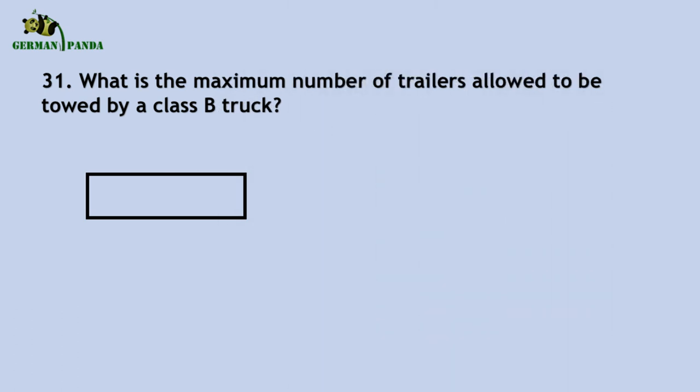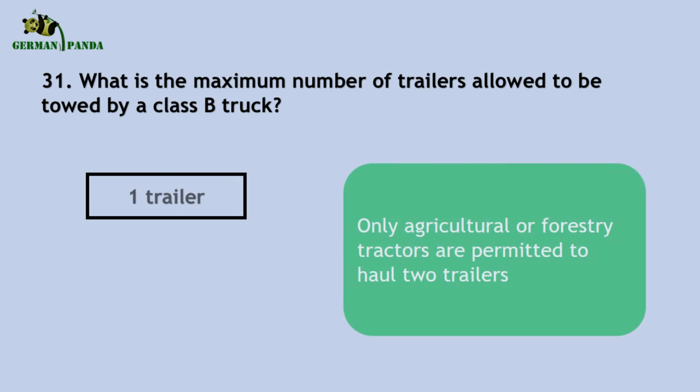What is the maximum number of trailers allowed to be towed by a Class B truck? 1 trailer. Only agricultural or forestry tractors are permitted to haul 2 trailers.